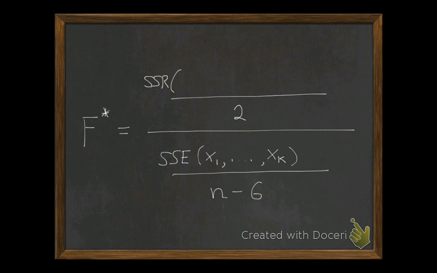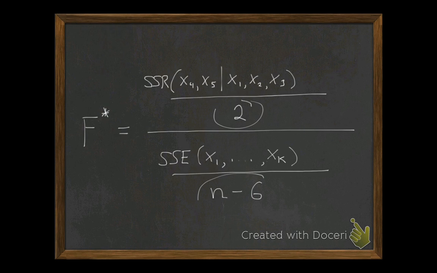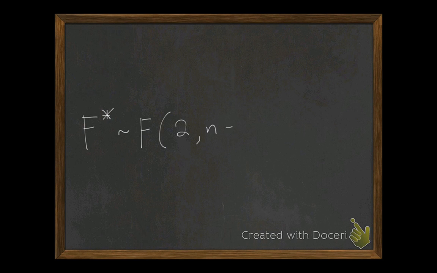So we start with x sub q plus 1, but q is equal to 4, all right? Well, we established that right back here. Already in the model. Okay, now, just following suit with what we've done before, F star is going to follow the F distribution, degrees of freedom 2, n minus 6. And just like before, a high F statistic is evidence against the null hypothesis.